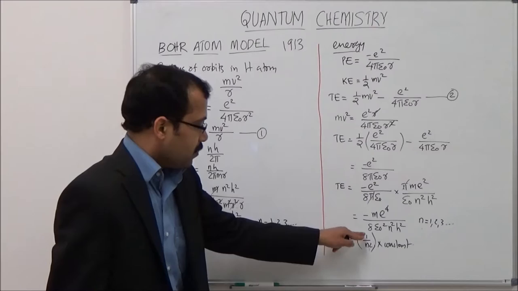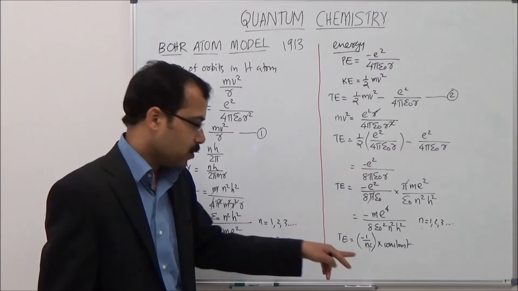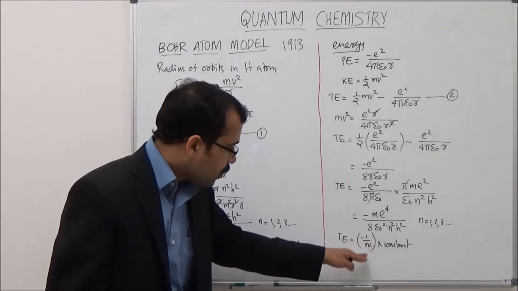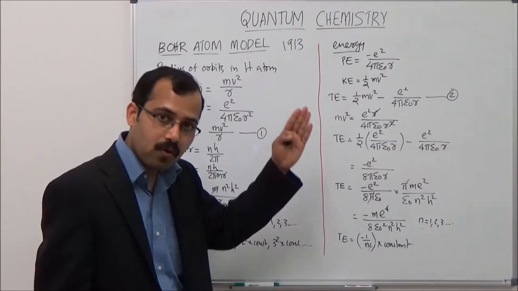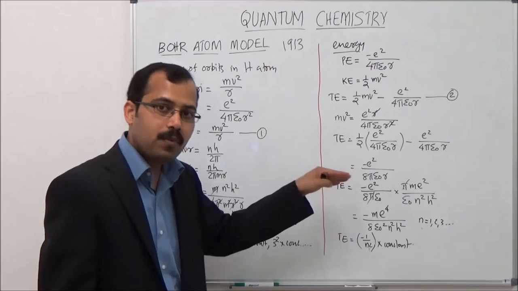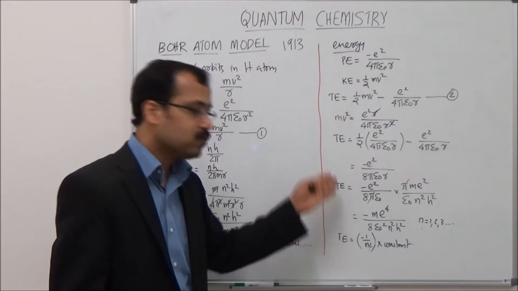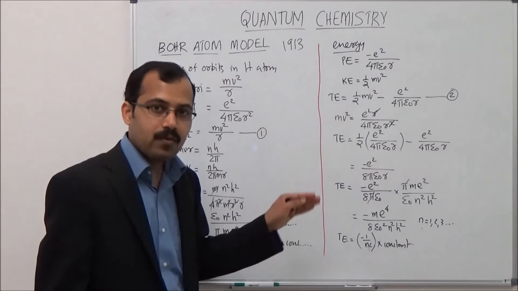The value of minus 1 by n square increases as the value of n increases, because n is in the denominator. So the energy of the electrons in the Bohr orbits will increase from first orbit to second orbit to third orbit to fourth orbit, like that. The first orbit will have the least energy, the second orbit will have a higher energy, third orbit will have even higher energy, like that. As the radius of the orbit increases, the energy of the electron revolving in that orbit will also increase.